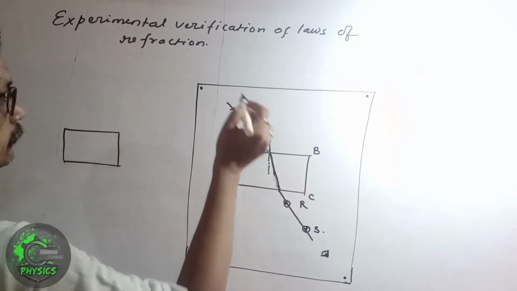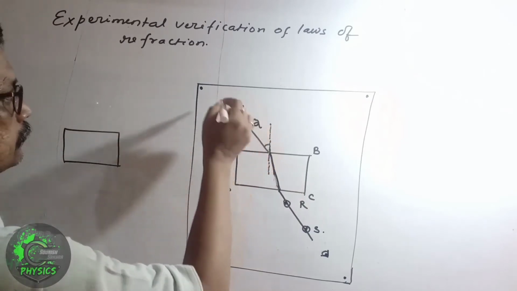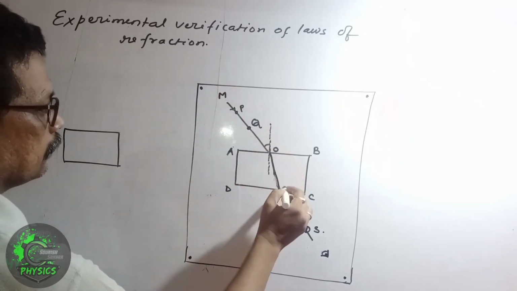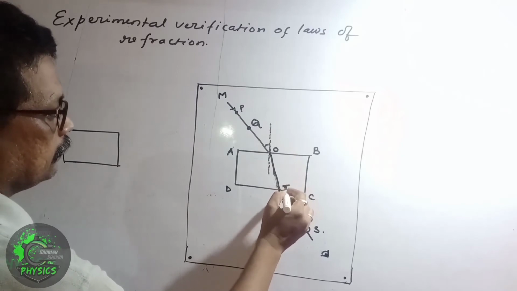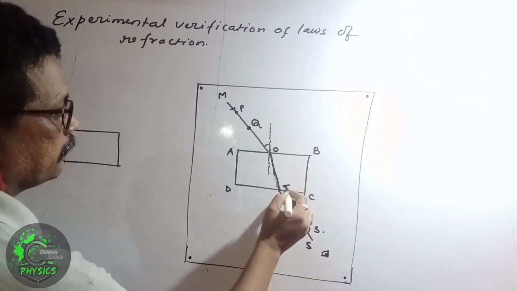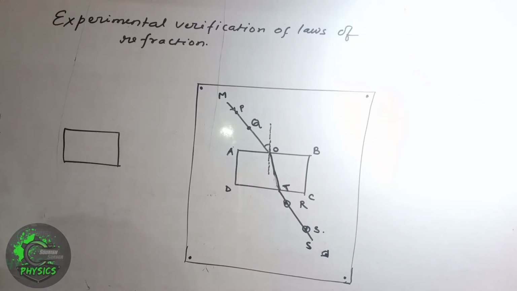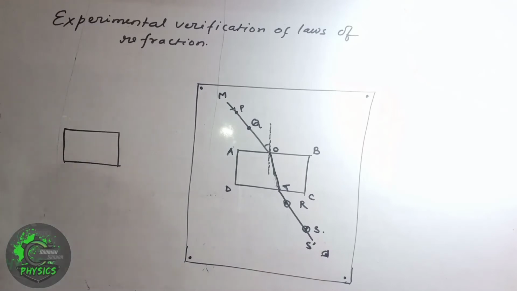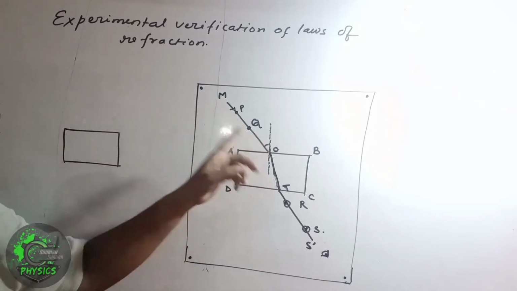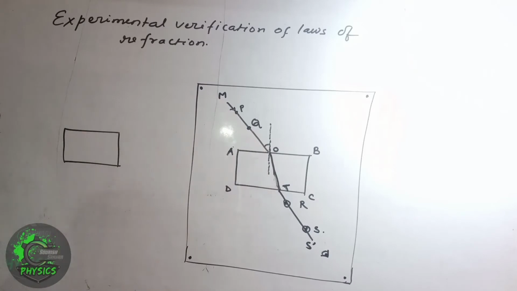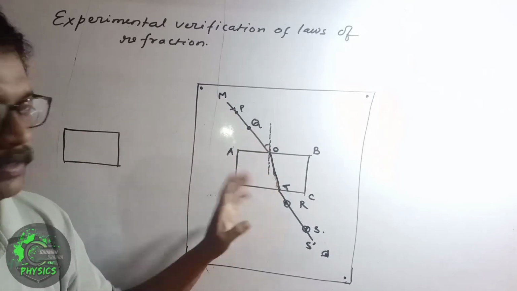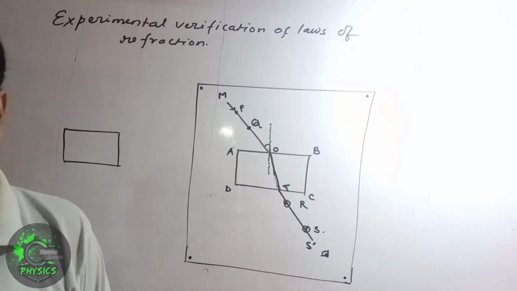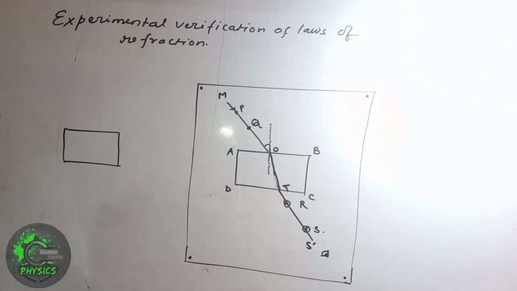Now let us say this point is O, and let us name the points M, O, T. S is already there, so let us make it S dash. So what is MO here? MO is the incident ray. What is OT here? OT is the refracted ray. And what is TS dash here? This TS dash is the emergent ray.